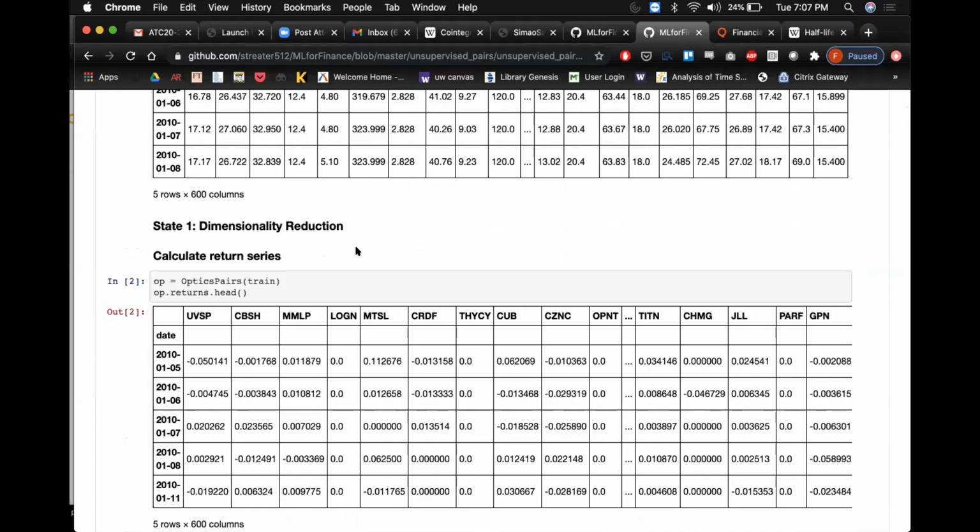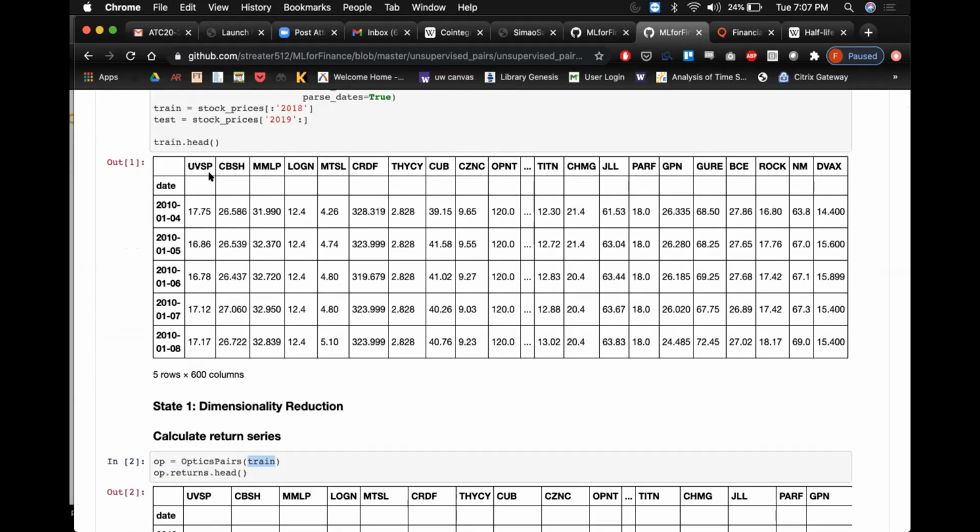So the first step: I created a class that we're going to go over after this. The class is called OpticsPairs, and to initialize it, you initialize it with this training set of data, which is right here. This is just the first 5 rows of the training set. Here you just have the daily close prices for 600 different securities.